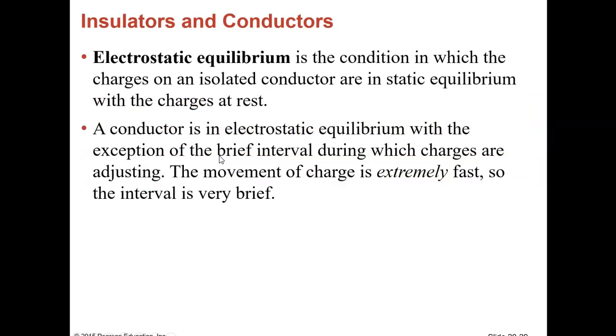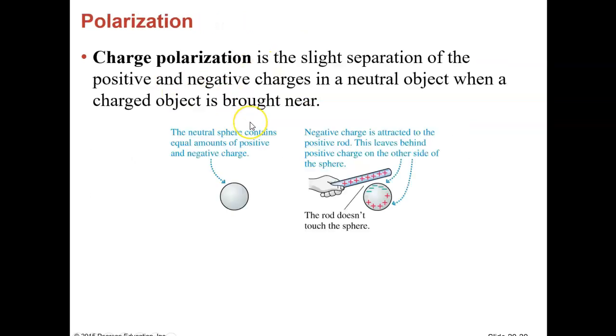Now there's this thing called electrostatic equilibrium. It happens when the charges are at rest. A conductor in electrostatic equilibrium allows charge to move briefly, and these charges move really, really fast. So like when you rub two things together and the charges move, you can't really see it because the charges are moving so fast between them. Electrostatic equilibrium kind of makes it sound like what you would hope. We have an equilibrium, a balance of electrostatic forces.